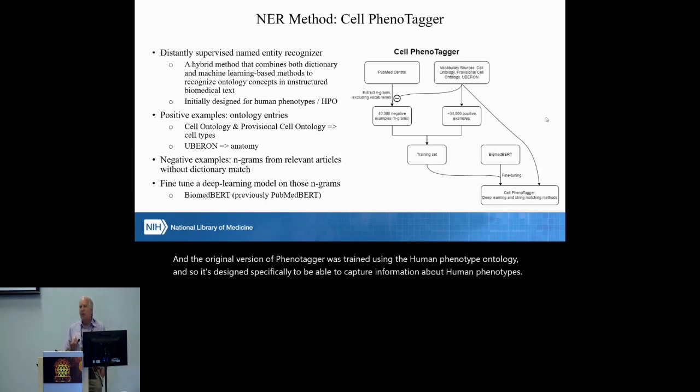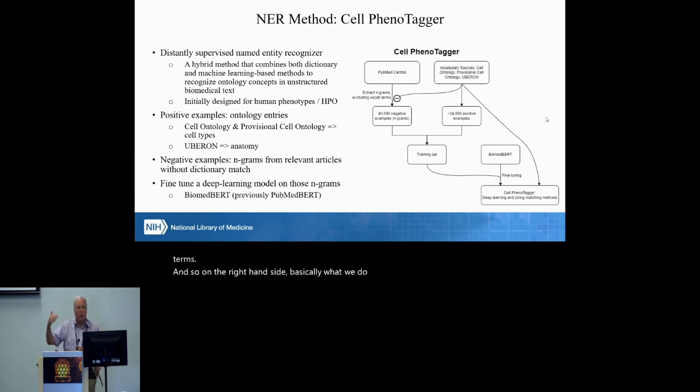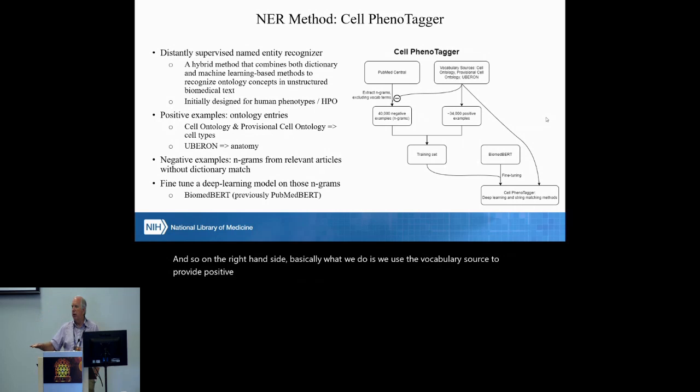But we're interested in cell phenotypes. So what we did was we took Phenotagger and retrained it using ontologies that are relevant for our purposes. We used the cell ontology and provisional cell ontology to identify cell types, and then Uberon to identify anatomy terms. On the right-hand side, we use the vocabulary source to provide positive examples for our training data.